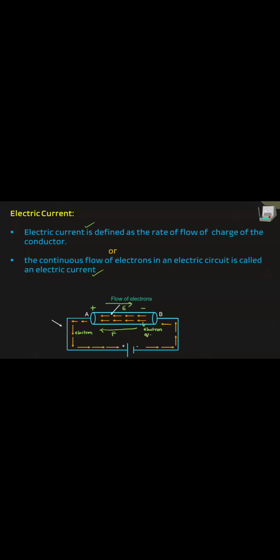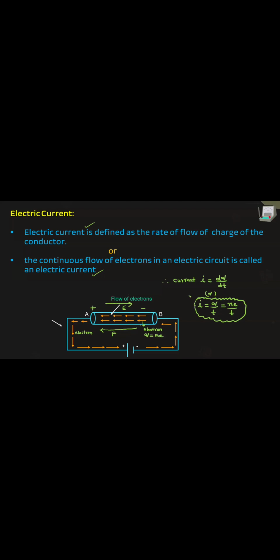What is the net charge for n number of electrons? The net charge equals ne. Now with this, I am defining the current. Current is defined as the rate of flow of charge in the conductor. Therefore, current I equals dq by dt. This is one formula, or you can also write I equals q by t. Q is ne, where n is the number of electrons and e is the electron charge. So I equals q by t equals ne by t.